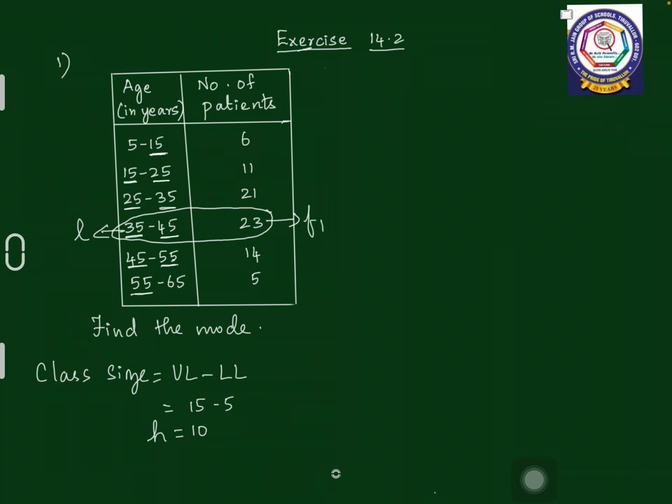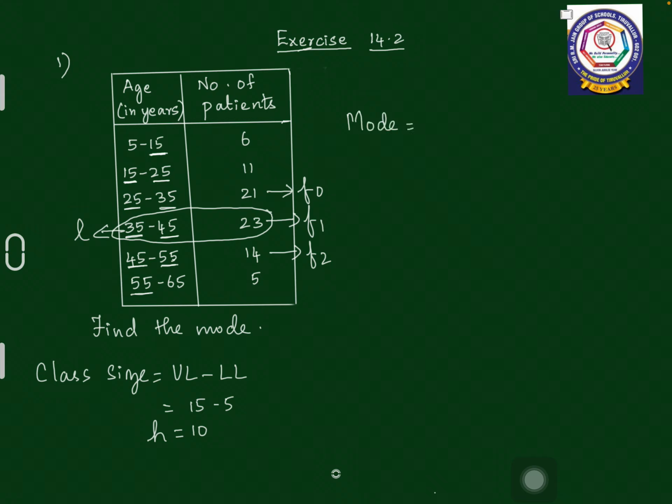And what is F0? The frequency preceding the modal class. What is F2? The frequency succeeding the modal class. Whichever frequency is the highest, that class interval and frequency together are taken as the modal class. In that, the lower limit is L and the frequency is F1, the preceding one is F0 and the succeeding one is F2. So, let us find the mode using the formula.